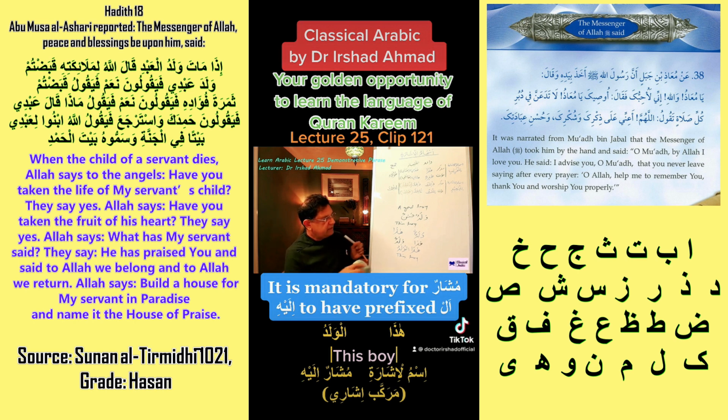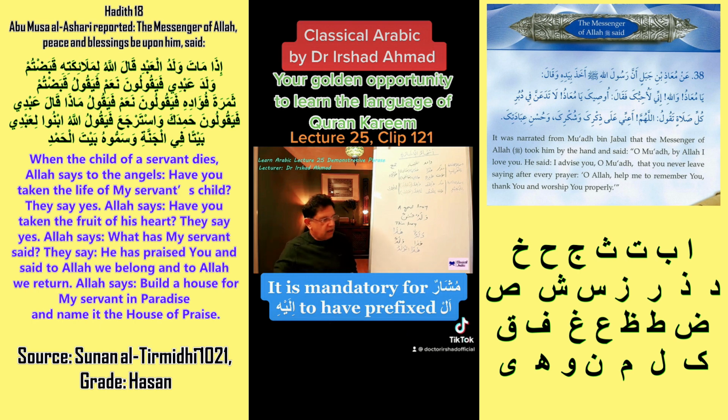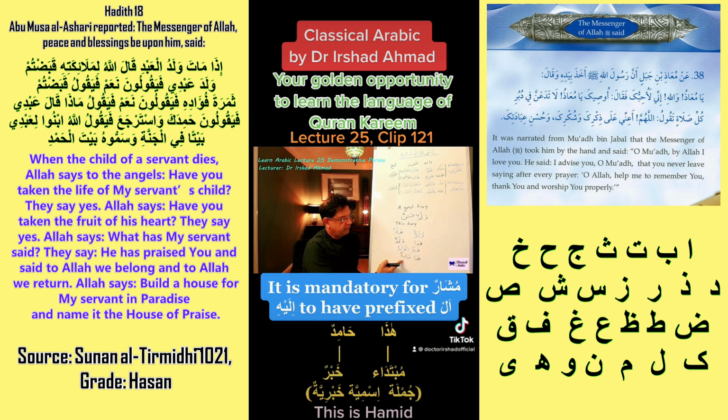For example, rather than saying hazal waladu, if we say haza hamidun, hamid being a proper noun, ism alam, is definite, but this does not make this musharun alayh. Musharun alayh must have al on it. This will remain jumla ismiya. Haza hamidun. This is hamid. Hamid is definite here, and in this construction hamid is khabar, and this is mubtada.